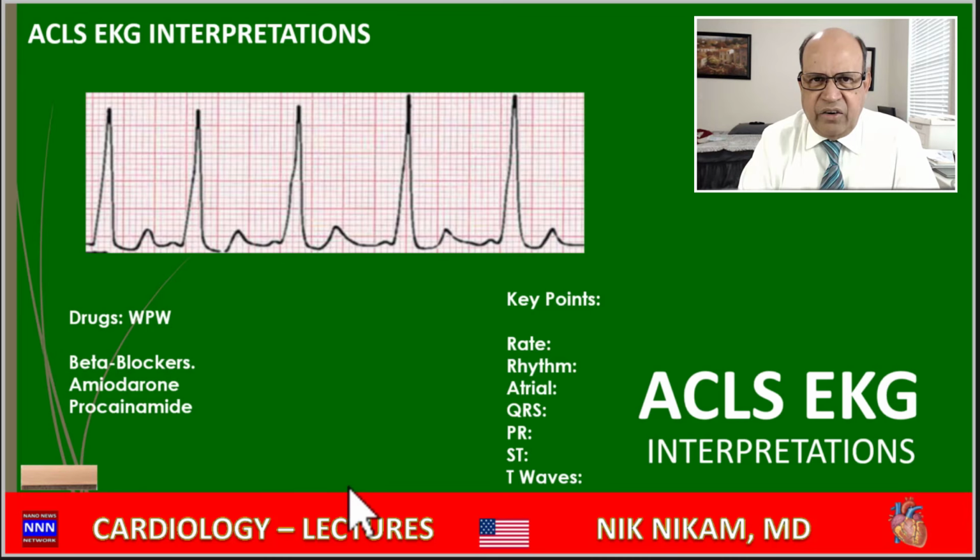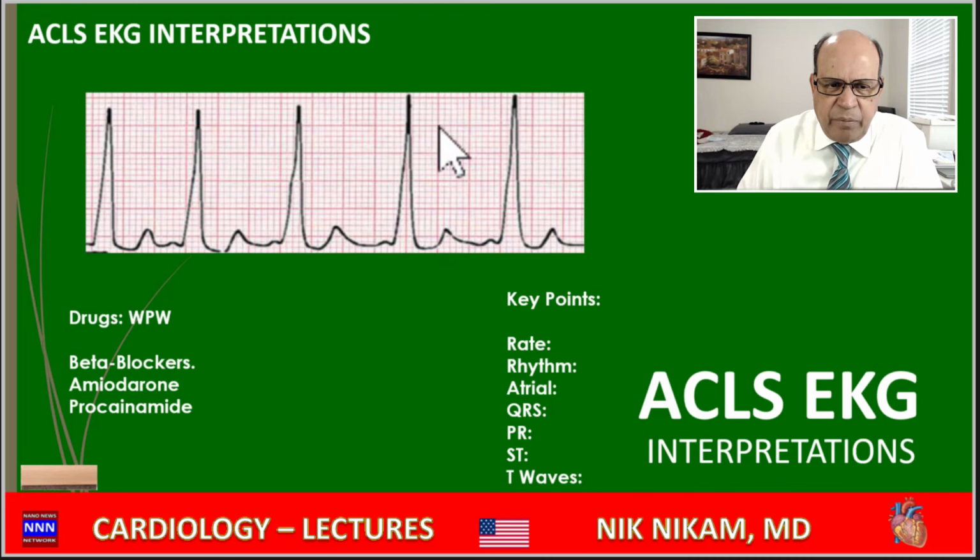What is your diagnosis? You should be able to tell the diagnosis right away. So we are dealing with sinus rhythm with a delta wave, and this is WPW, or Wolff-Parkinson-White syndrome. If this patient were to develop a tachycardia at a rate of 160, 170, 180, the drug of choice would be procainamide, which blocks the accessory pathway.